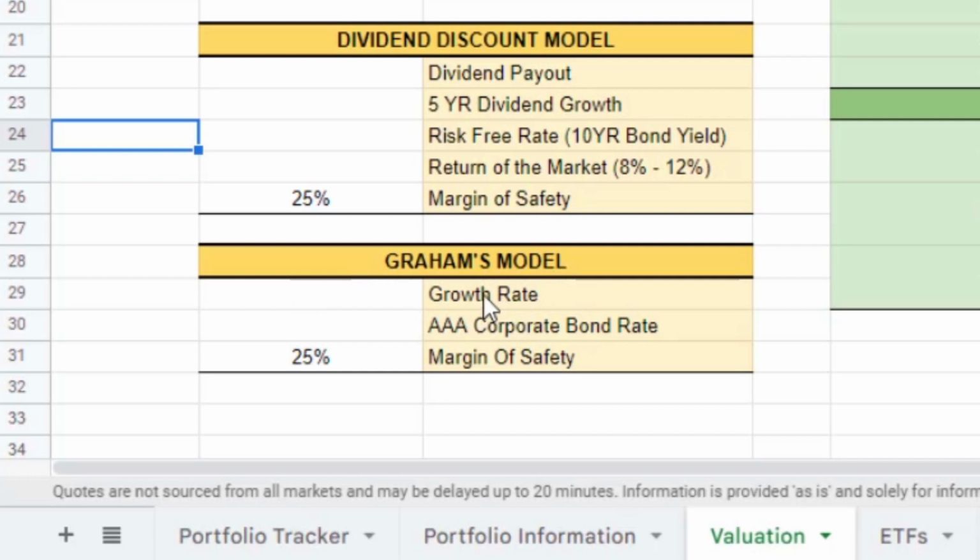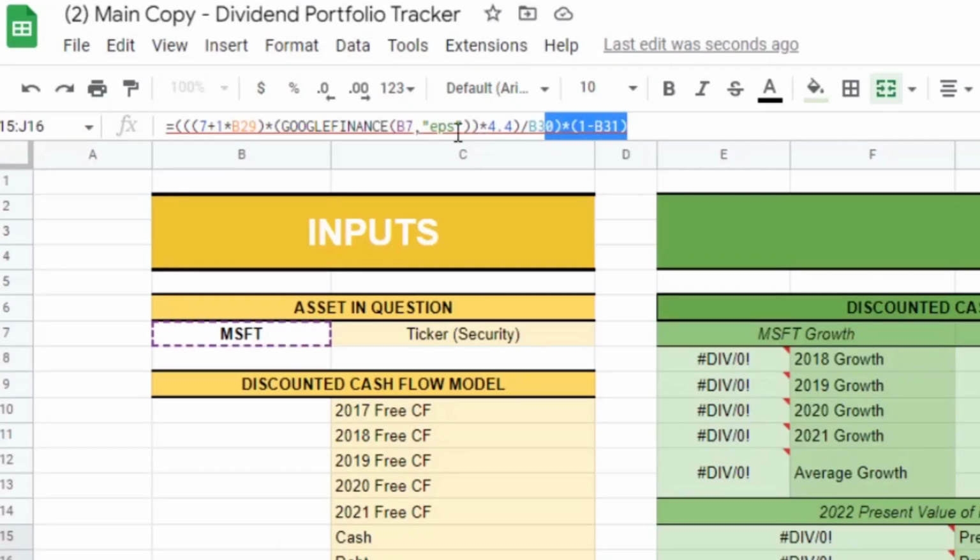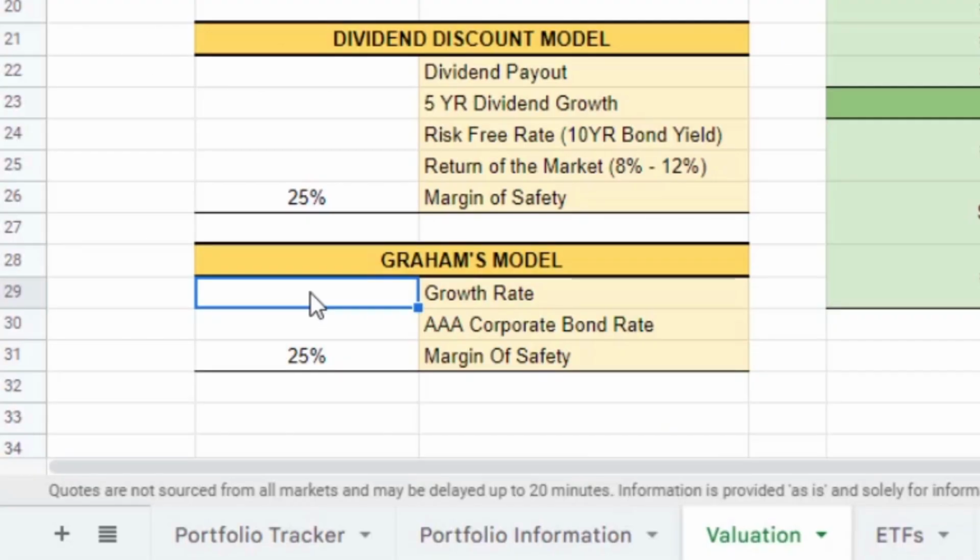All we need for this calculation is the growth rate and the AAA corporate bond. Everything else for Graham's model is embedded into the formula right here. First off, we need to determine a growth rate that we are comfortable with. Now let's take a look at the past growth of Microsoft.